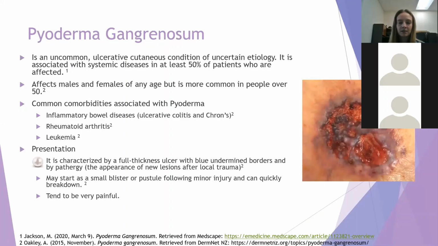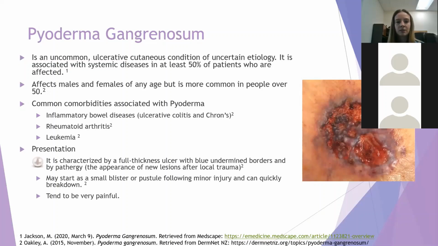One that's not so common, but almost seems like it's becoming a little more common, is Pyoderma Gangrenosum, typically called just Pyoderma. It's an uncommon ulcerative cutaneous condition of uncertain etiology. It's associated with systemic disease in at least 50% of the people who have it. It affects males and females of any age, but is more common in people over 50.